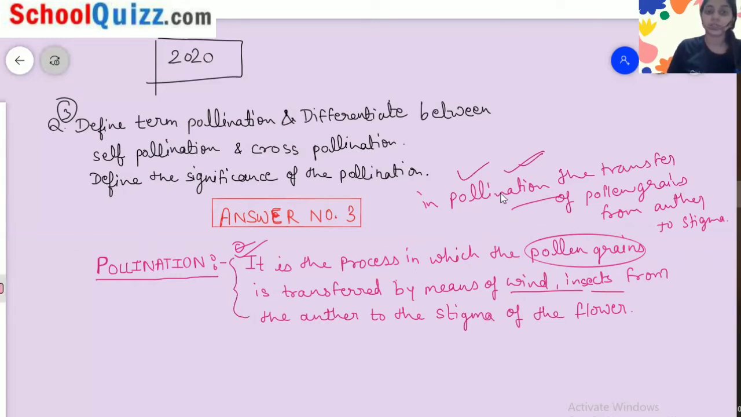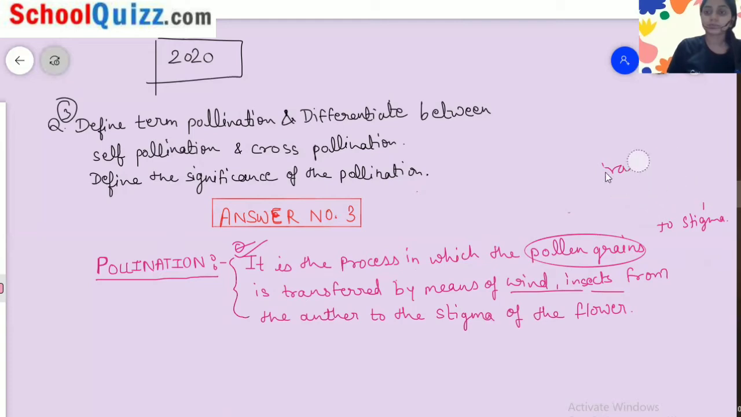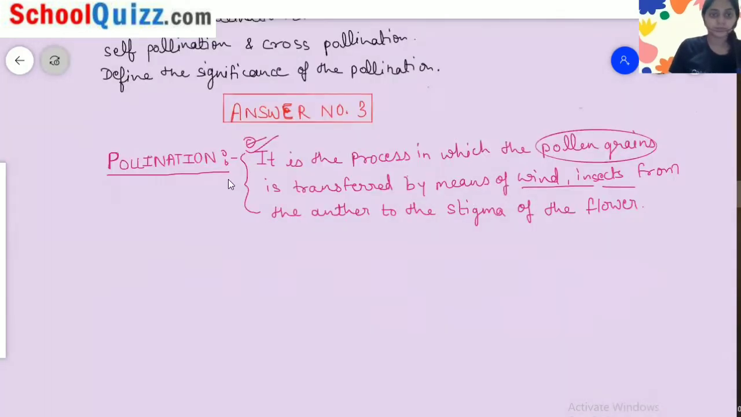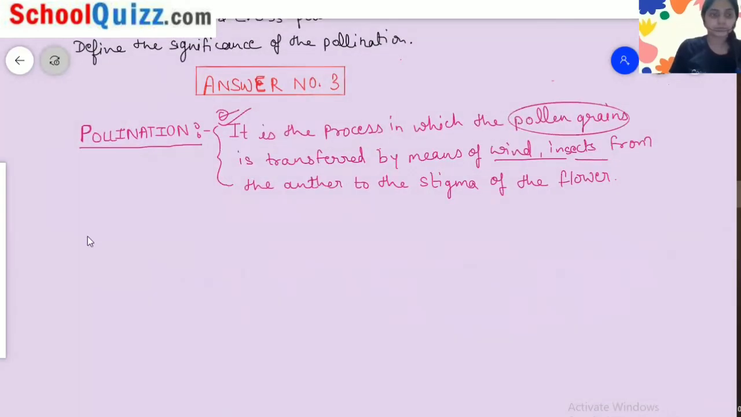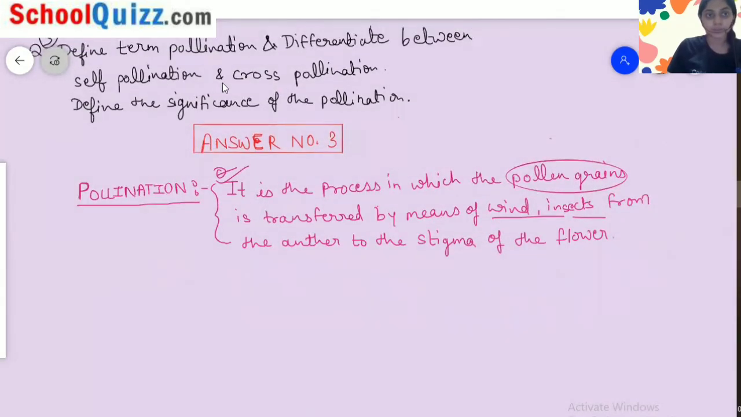Now we will move to the differentiation part. You will write the heading. The question asks the differentiation between the self pollination and the cross pollination. Firstly, he asked the self pollination. So you will write firstly the self pollination.